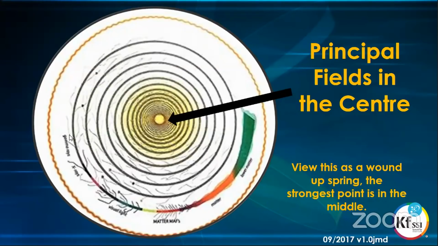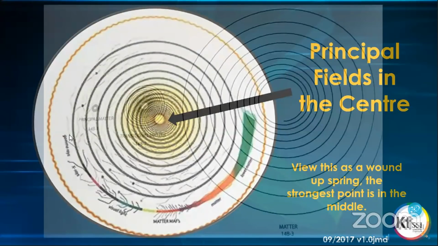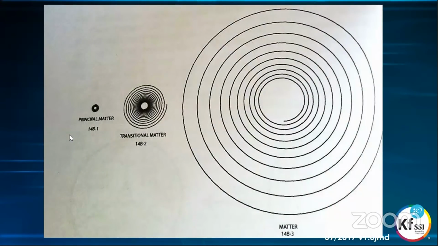Now, when we split that spring apart, we're just showing you in three parts: the principal matter, which we're calling transition matter, and the matter. So it's the same spiral, it's just broken out so that you can actually see the tiny center point there.